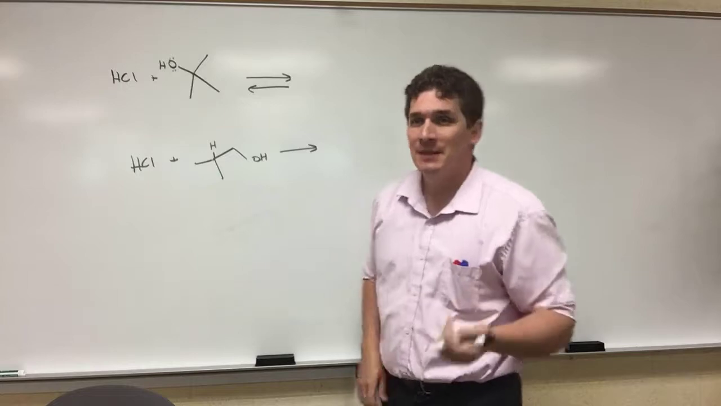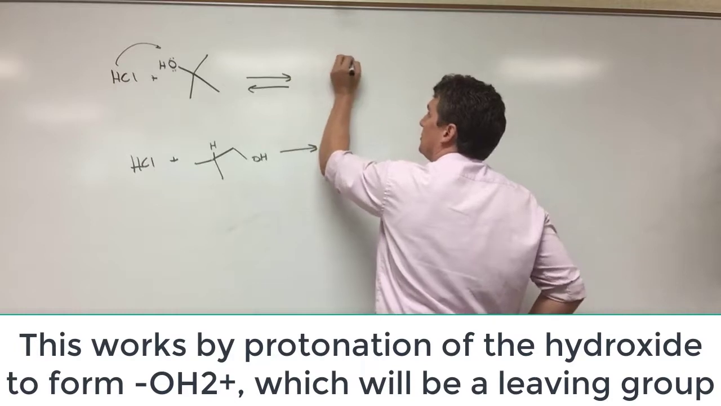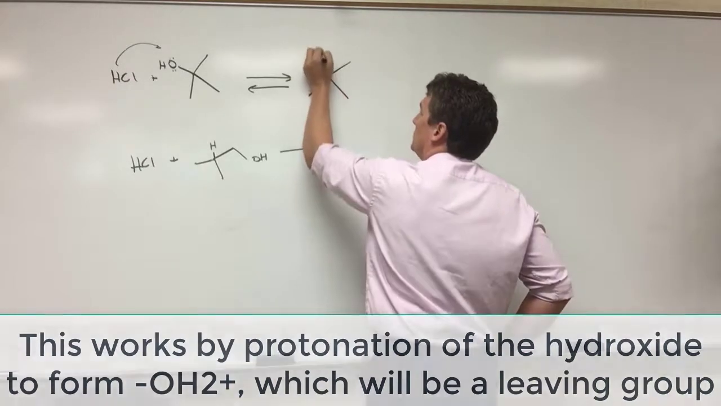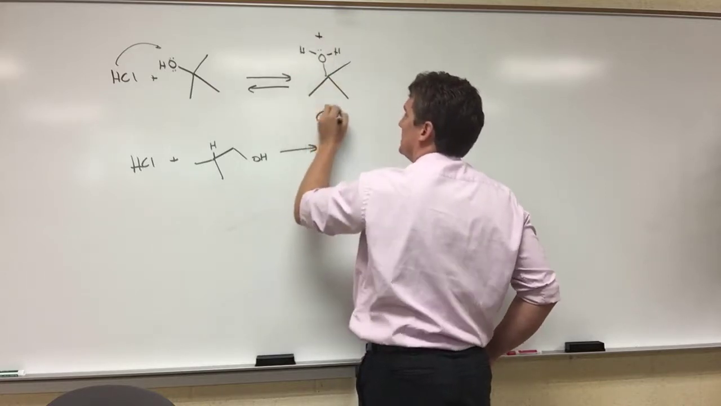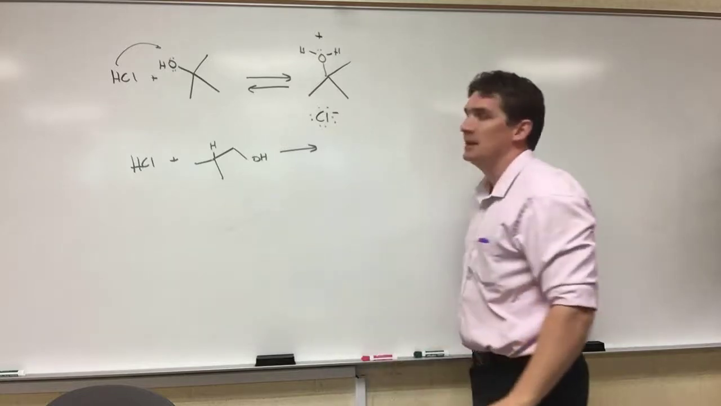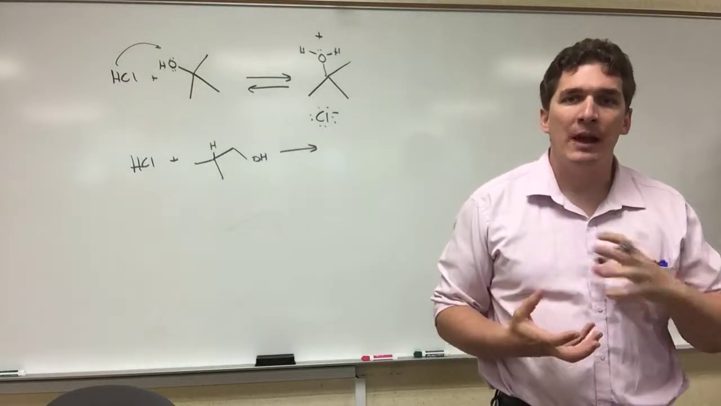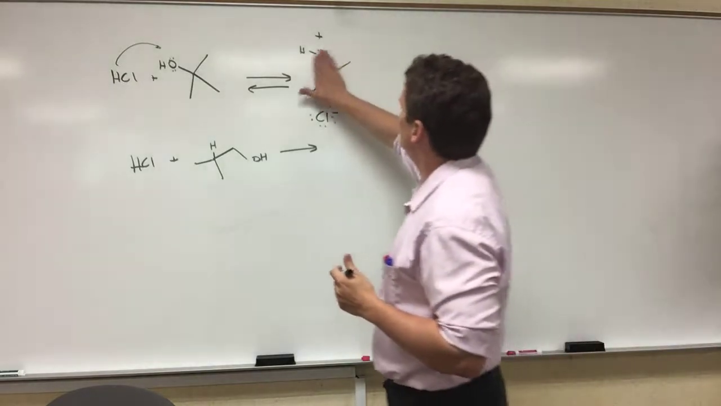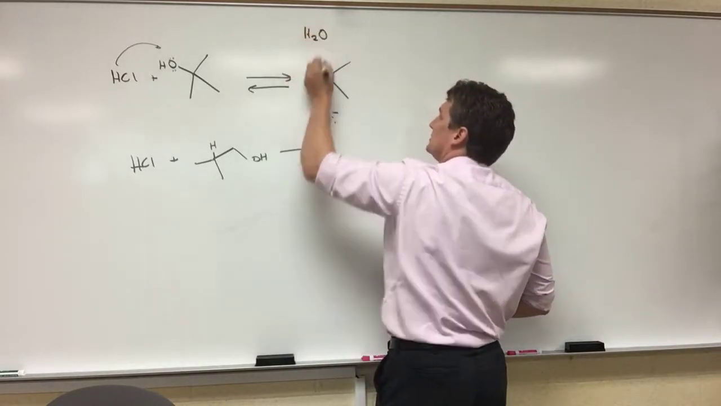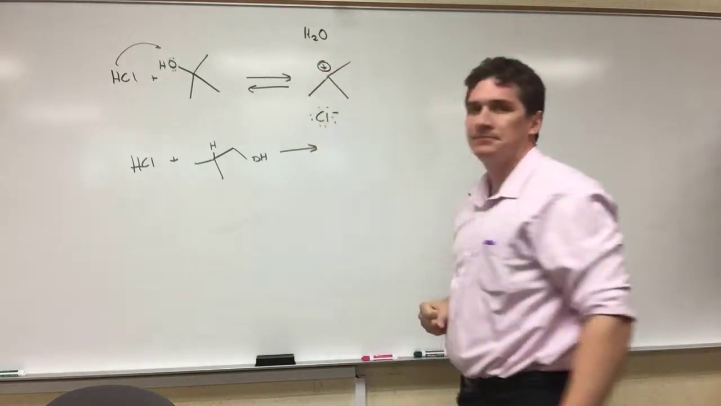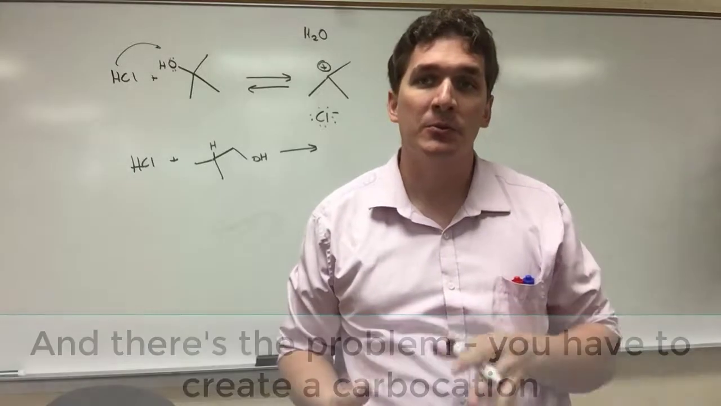The first step in this mechanism is to protonate a hydroxide group. So when we protonate this hydroxide group, we end up with OH2 plus and Cl minus. Now this OH2 plus group is a very good leaving group. So what will happen is the OH2 group will come off. We'll get H2O, and we'll also get a carbocation. So this is going to proceed through a mechanism where we create a carbocation.